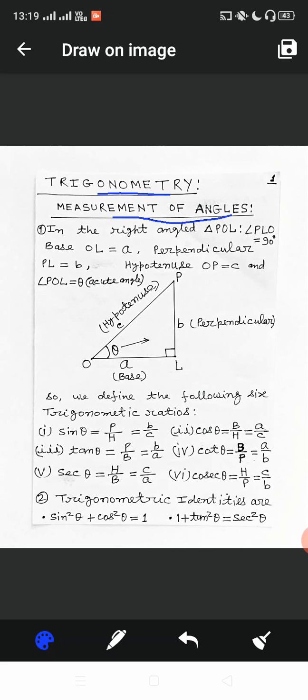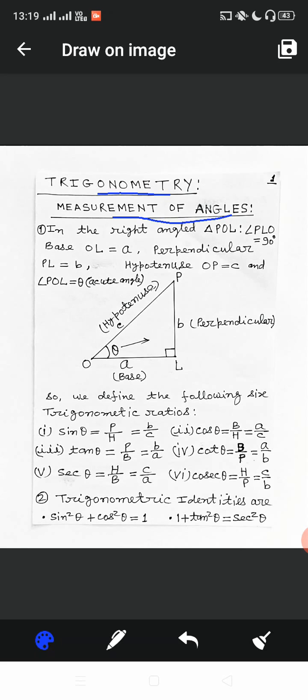Dear students, trigonometry is a branch of mathematics that studies triangles and the relationships between their sides and angles. The word trigonometry is derived from the Greek words tri meaning three, gon meaning sides, and metron meaning measure. In fact, trigonometry is the study of relationships between the sides and angles of a triangle.